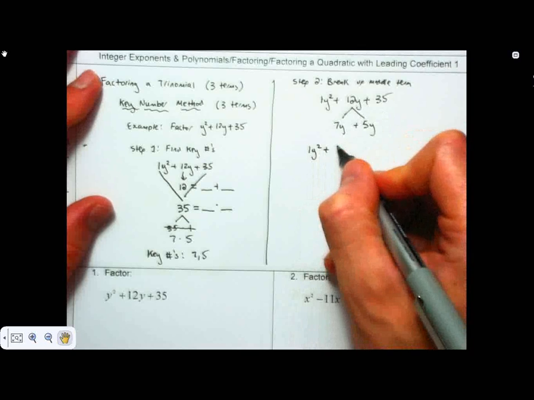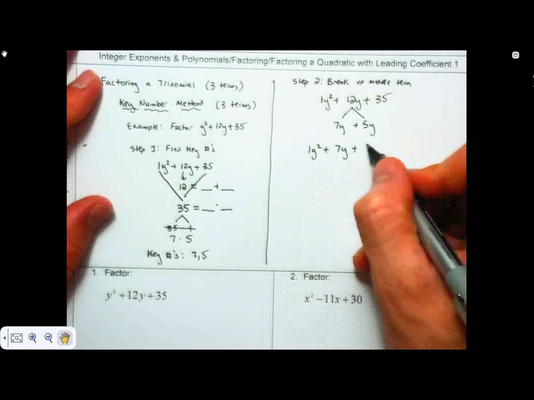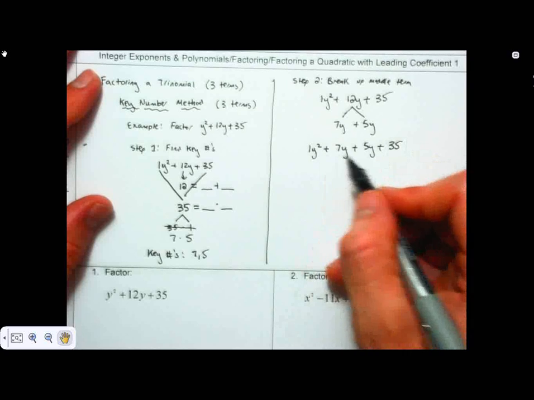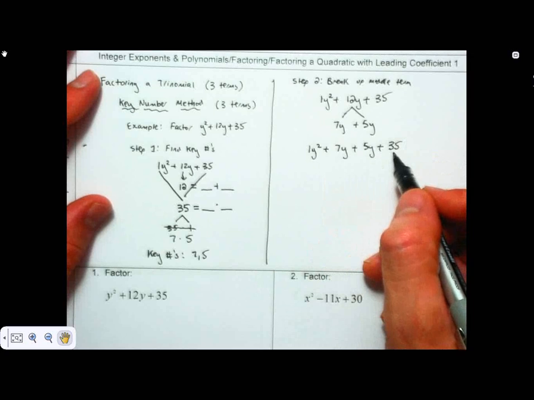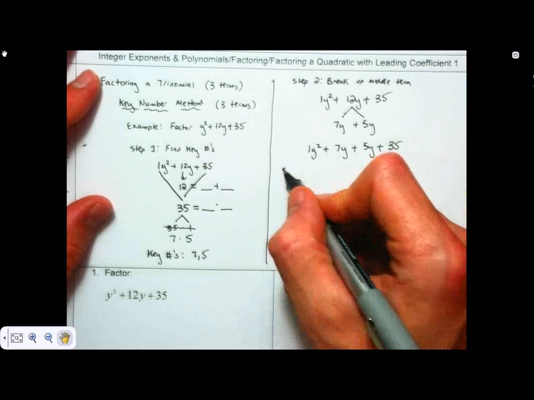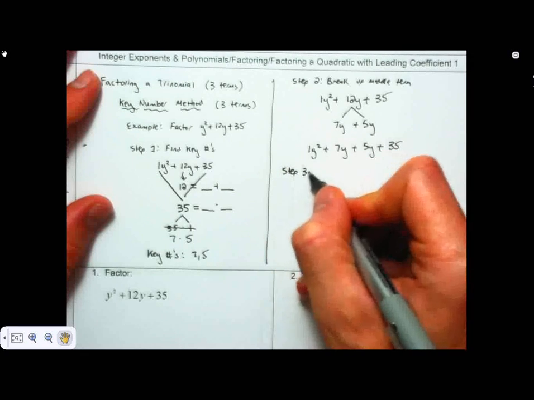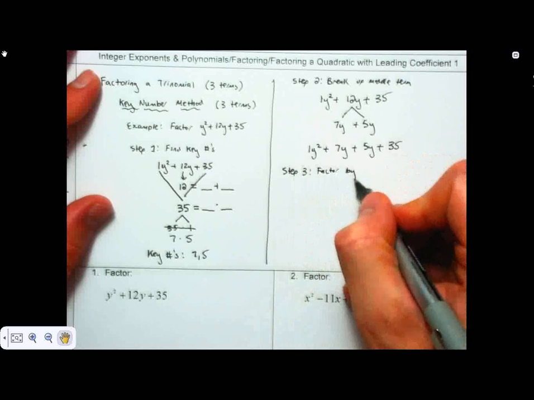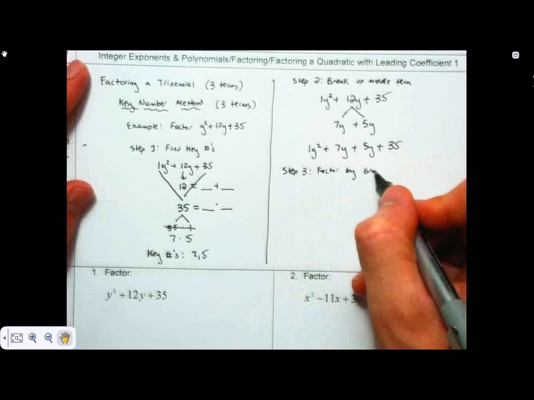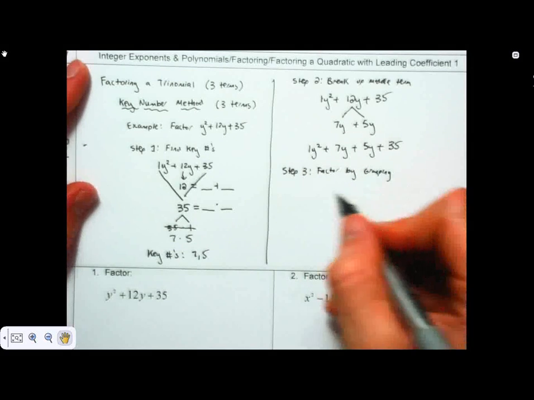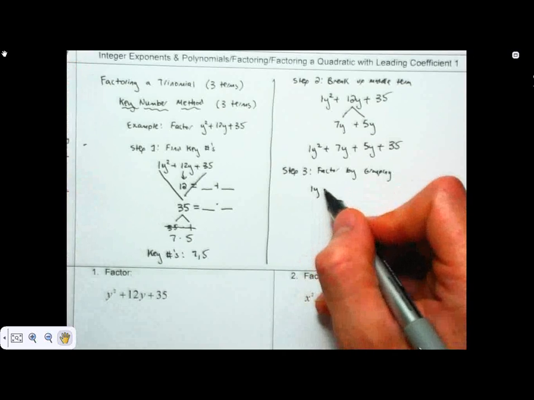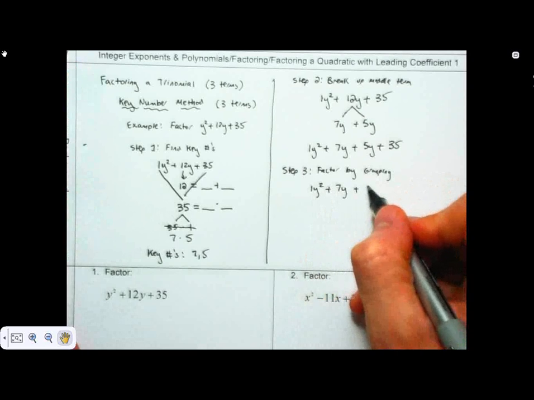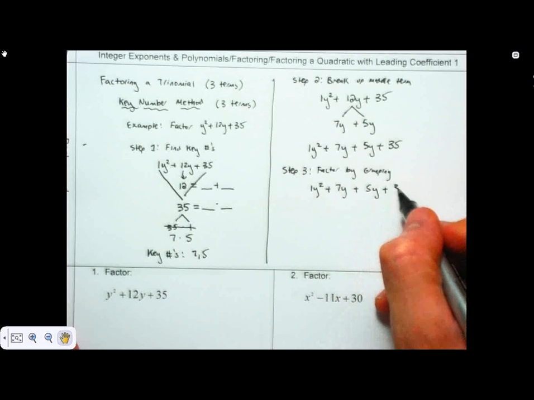But now check out what I've got. If I leave everything else the same, I'm now left with a four-term expression. Four-term expressions are something we've already looked at factoring, so now we're going to use the factor by grouping technique. So we've got 1y squared plus 7y plus 5y plus 35.